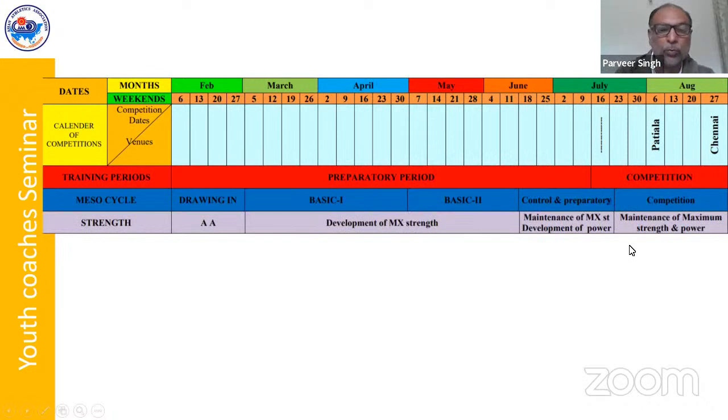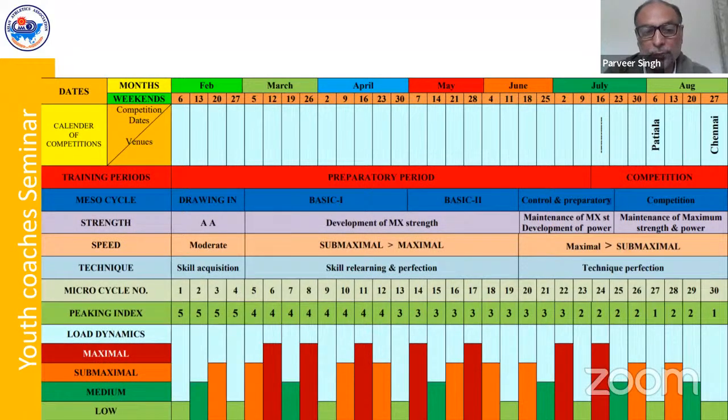Now I will come to the strength development for throwers periodization. In the beginning, when we are starting the season, we start with the drawing in mesocycle for 4 weeks. It can be longer also. It is just a model, one sample. In these 4 weeks of drawing in mesocycle, there is anatomical adaptation. AA means anatomical adaptation. I will just show you the whole one-sheet plan. We will not go into detail. Just look at the loading pattern.